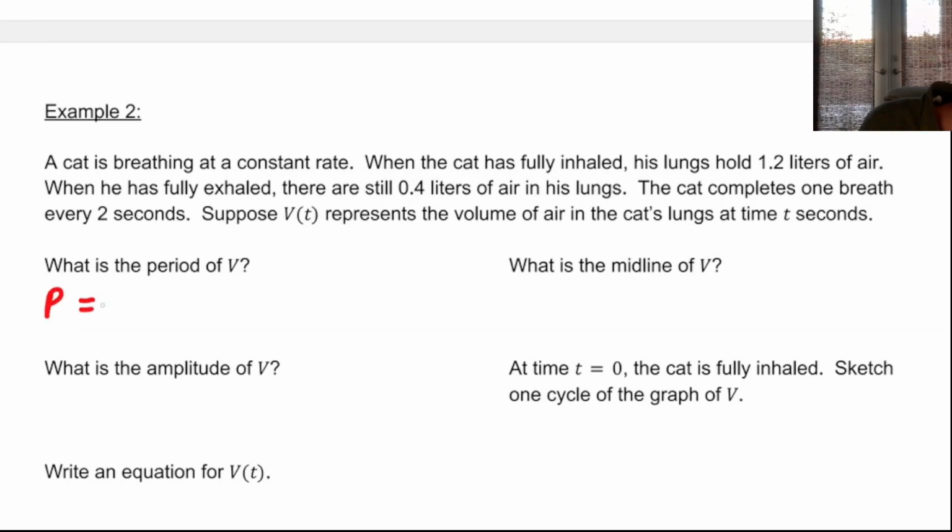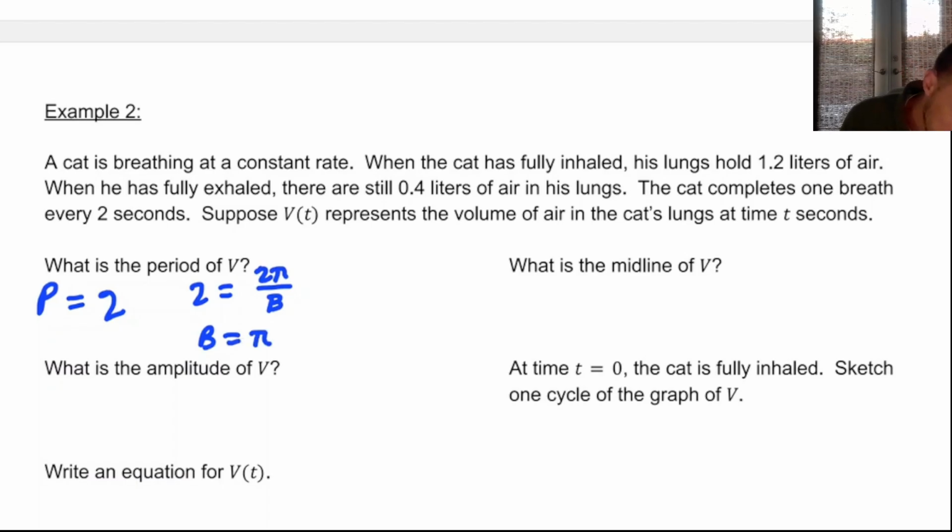Period equals 2. Now, I know that I'm going to need to use that. Maybe I'll actually switch the color to be a little more consistent with how I've been doing it in the lessons and the homework videos. If I've got the period, that's going to be related to the value of b, and eventually I'm going to have to write an equation for v of t, so I'm going to need that value, so I might as well do that right now. Remember, period equals 2 pi over b. That means b is going to need to equal pi.